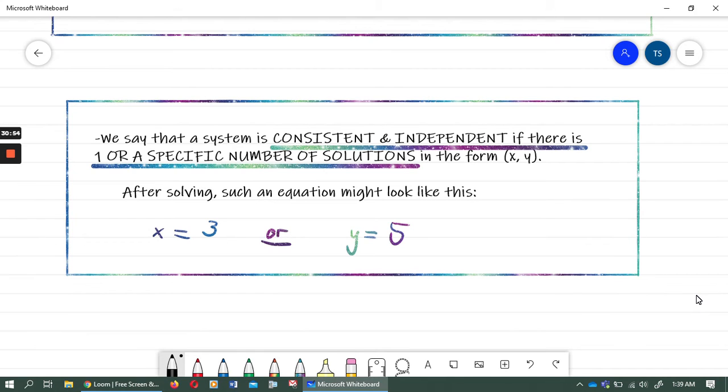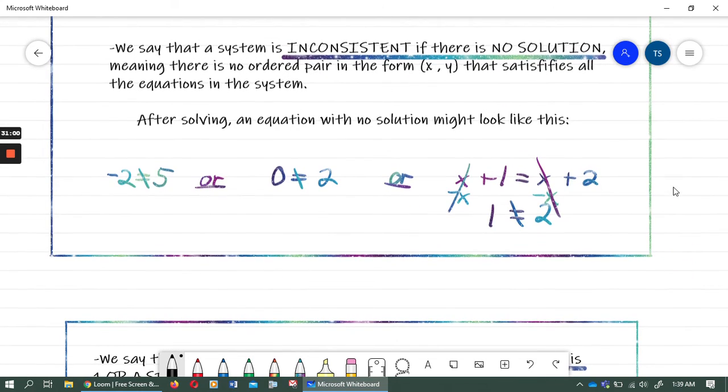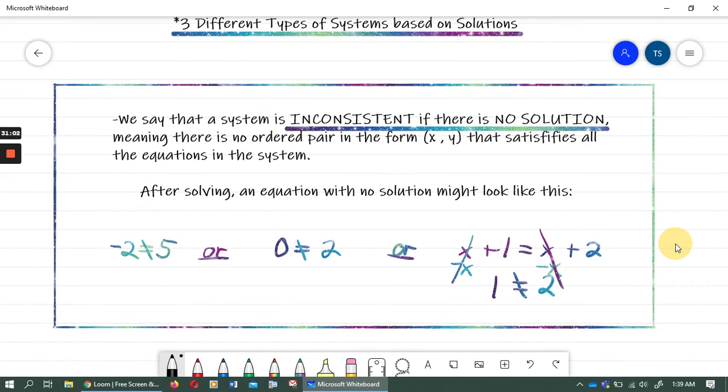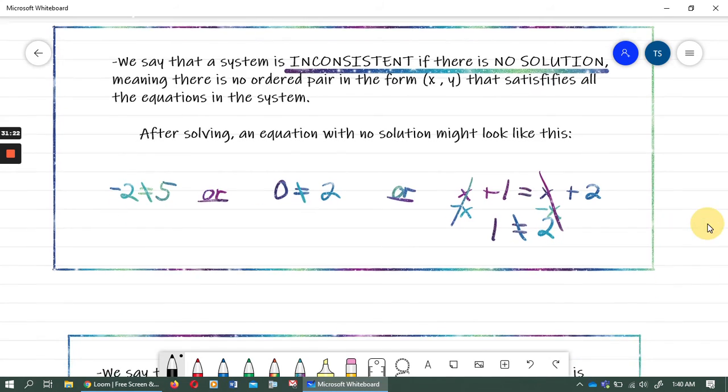All right. So, guys, again, the first type of system based on solutions was inconsistent, and that was one where there's no solution. And again, I showed you how those equations might look if you had gotten to a place where you were trying to solve that system and your equation looked something like what I showed you.